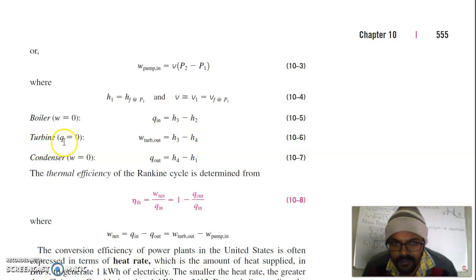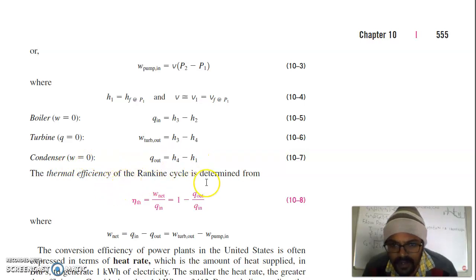Turbine, which is again a work-producing device, has no heat transfer; we ideally assume adiabatic expansion. So the work of the turbine is equal to H3 minus H4, the enthalpy at the inlet of the turbine minus the enthalpy at the outlet of the turbine. This is the net amount of work output by the turbine. Condenser: again, in the condenser there is no work, so the heat out in the condenser is H4 minus H1.